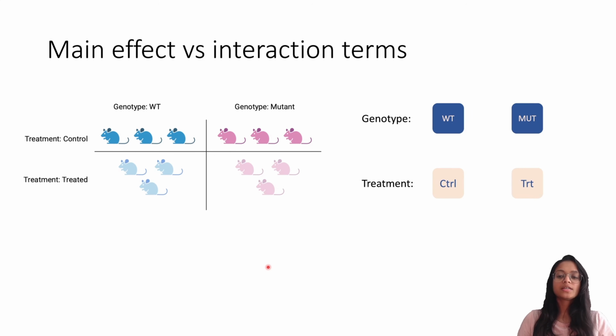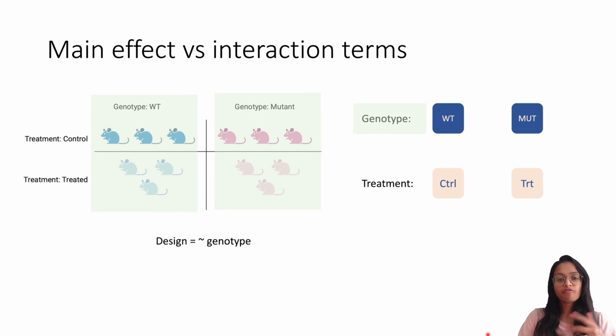So, let's familiarize ourselves with ideas like main effect and interaction term while setting up the design of our DESeq2 experiment or analysis. Here we have two factors: genotype and treatment. Within each of these factors, we have two groups. We have wild type and mutant mice in genotype, and control and treated mice in the treatment.